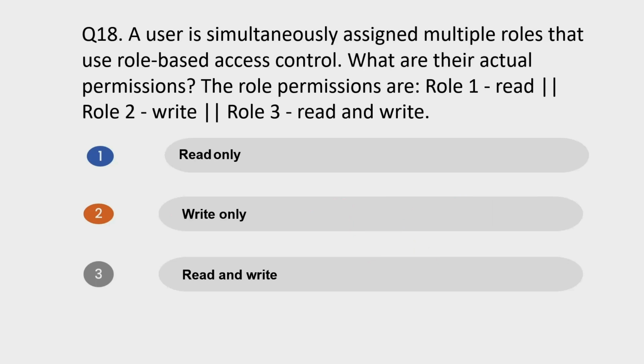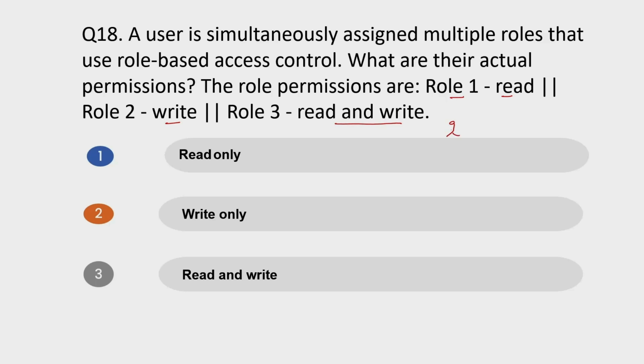Question number 18. A user is simultaneously assigned multiple roles that use role-based access control. What are their actual permissions? The role permissions are role 1, read, role 2, write, role 3, read and write. So in this question, the keyword is there are role permission. The first role is read permission. The second role is write permission. The third role is read and write permission.